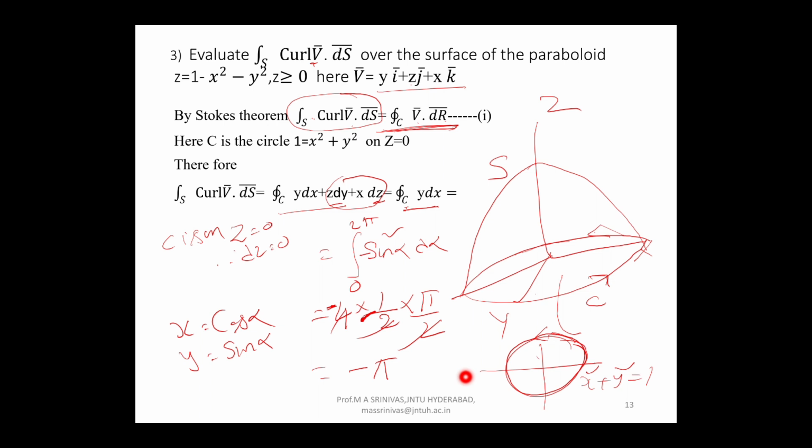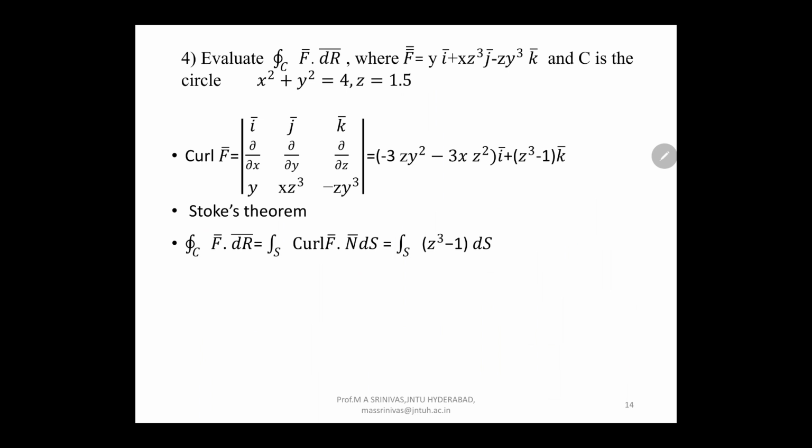If somebody is interested, they can find the surface integral independently for this problem, so that you will have one exercise or one example for finding the surface integral. So find the surface integral, then also you should get minus pi. Otherwise, this result may be wrong, or your curl finding, or your surface integral value, may be wrong. So find out the curl V-bar and check it.